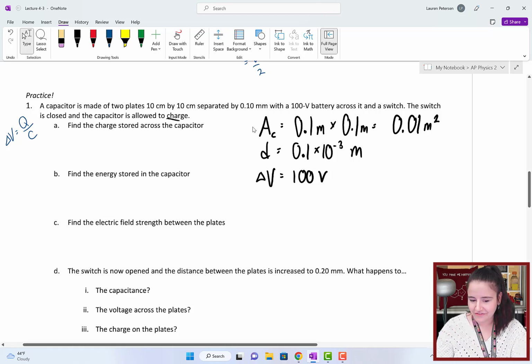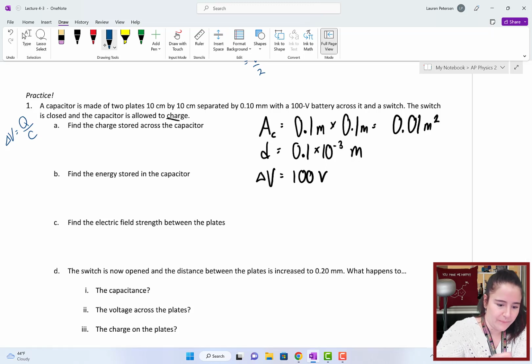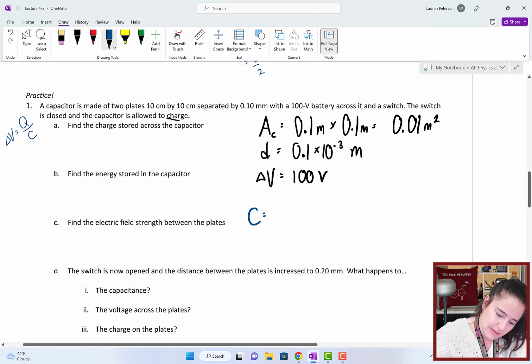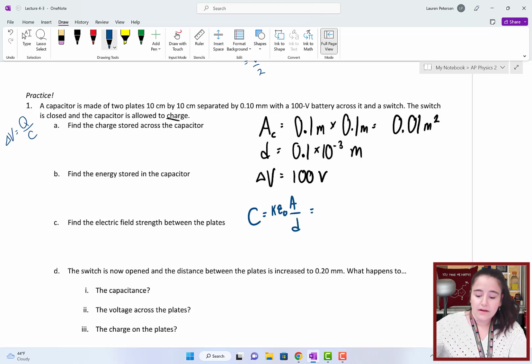I do have enough information to find C here, though. So we can use our equation for capacitance. Capacitance equals kappa epsilon naught A over D. Again, kappa, unless they say otherwise, just assume that it's air as your dielectric, which has a K of 1.